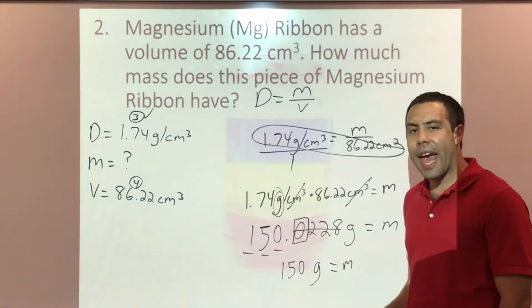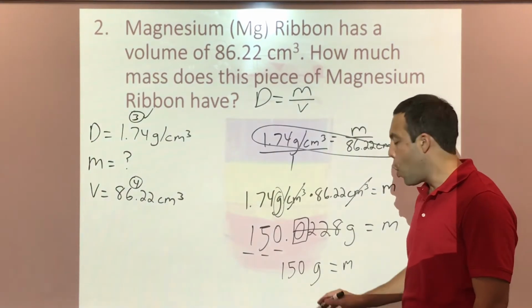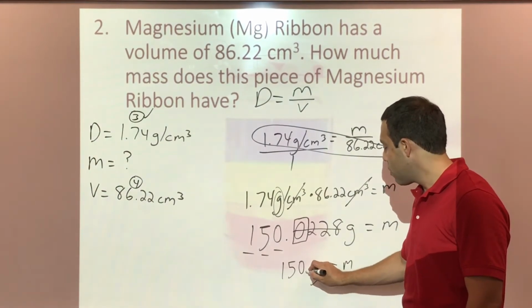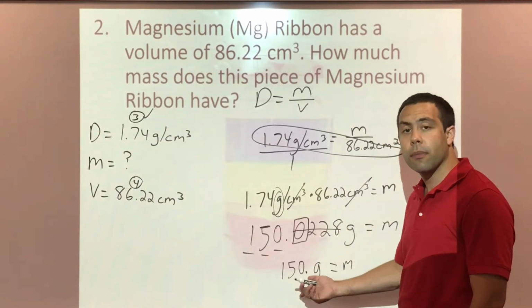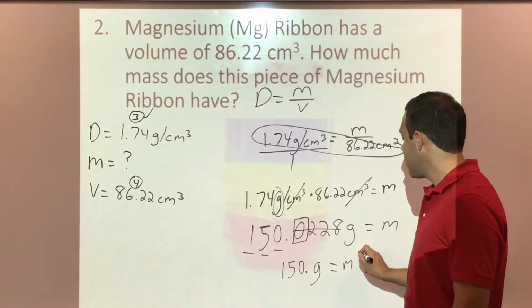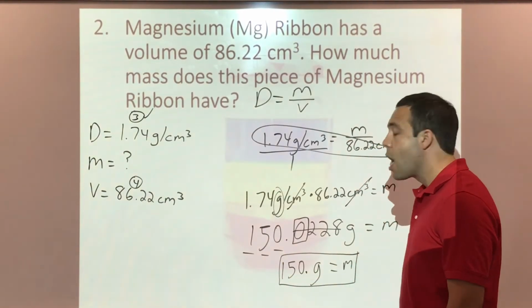Now this number only has 2 significant figures, the 1 and the 5. If you wanted to make that 0 significant, all you would have to do is put a decimal point at the end. So now this 150 grams with a decimal point at the end is 3 significant figures. Box off your final answer. And we're done.